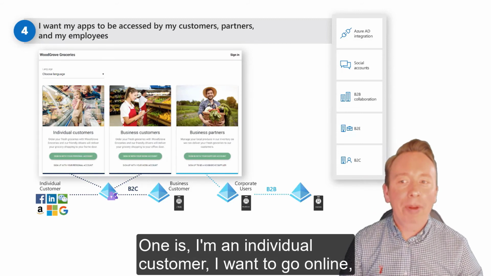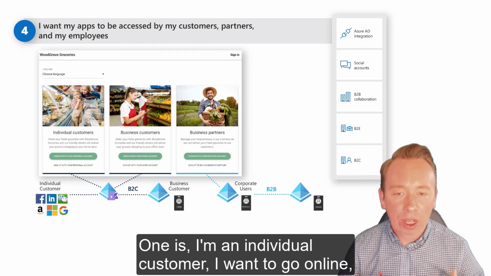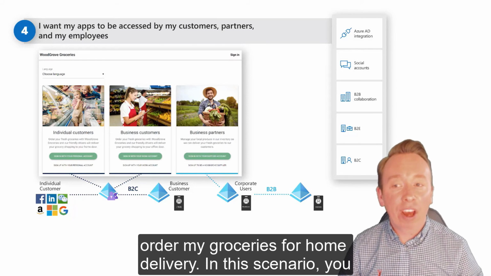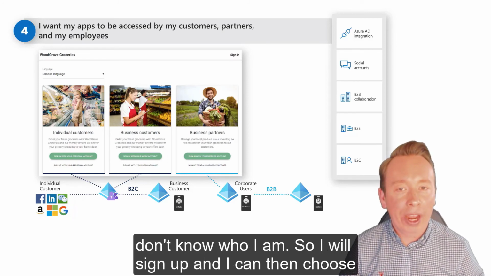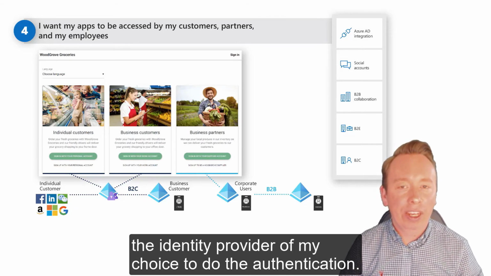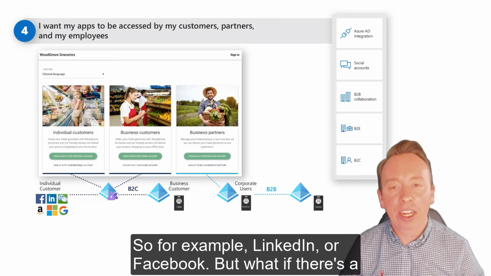One is, I'm an individual customer. I want to go online, order my groceries for home delivery. In this scenario, you don't know who I am. So I will sign up and I can then choose the identity provider of my choice to do the authentication. So for example, LinkedIn or Facebook.